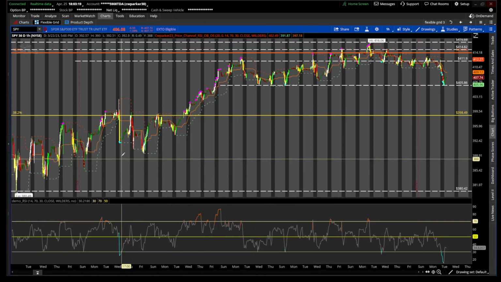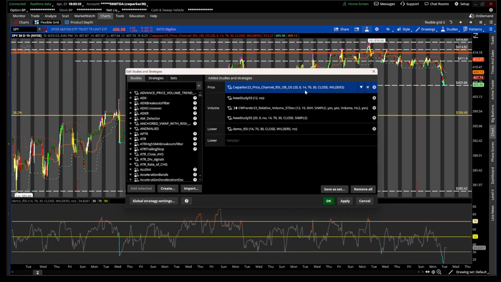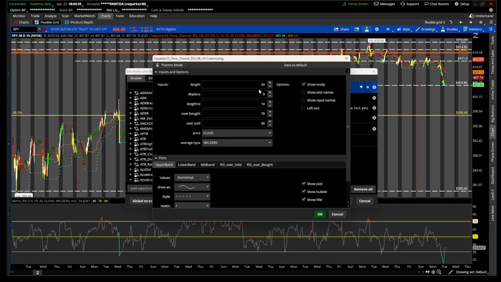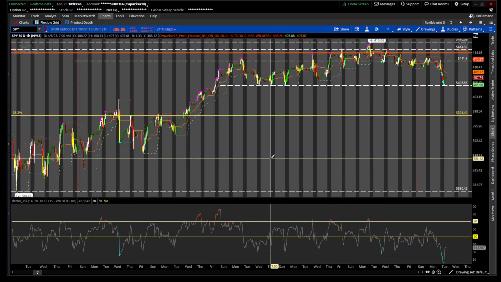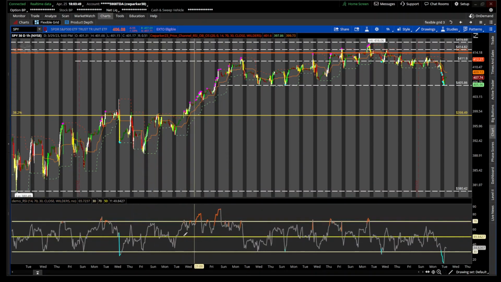For the most part, he uses the hourly, and he kept everything on the factory settings. So right now we're on the hourly chart, and I have the price channel set at 20 and the RSI set at 14 like it normally would, and it's based off the price of the close and Wilder's average. So that's basically how you set it up. This lower indicator is just RSI. I just added a midpoint, a 50 point or halfway point.